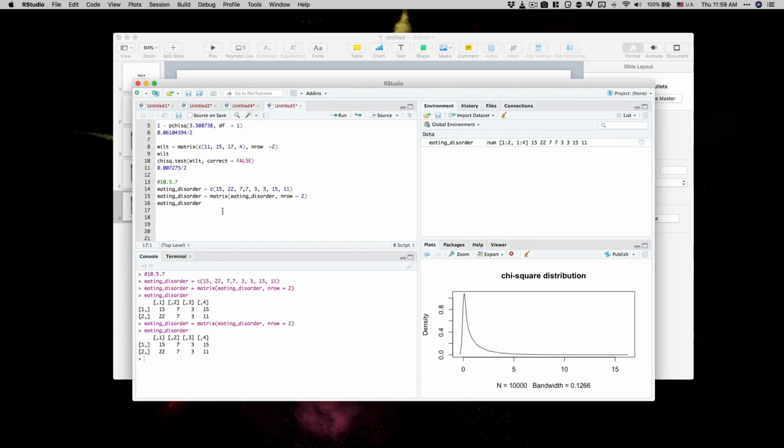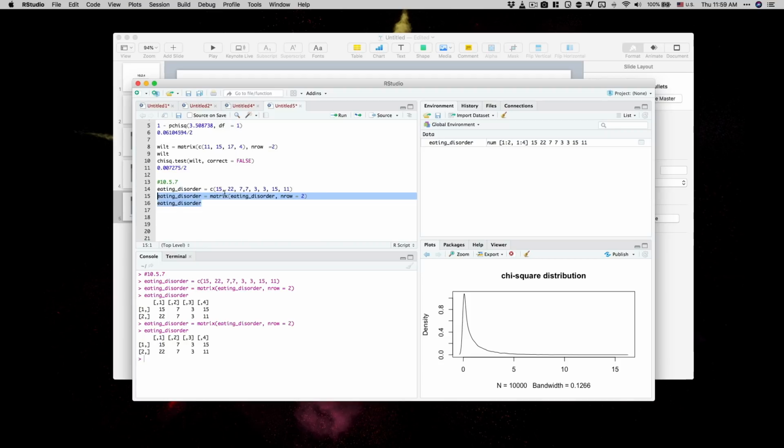Okay, this is how to type in all the data in 10.5.7. So in this question, the only difference here is we have higher dimension than 2 by 2, and this is obviously a 2 by 4 contingency table. So this is how to put in the raw data here, and then we change this raw data into a matrix by a matrix function, and don't forget to specify nrow equal to 2 because we have 2 rows.